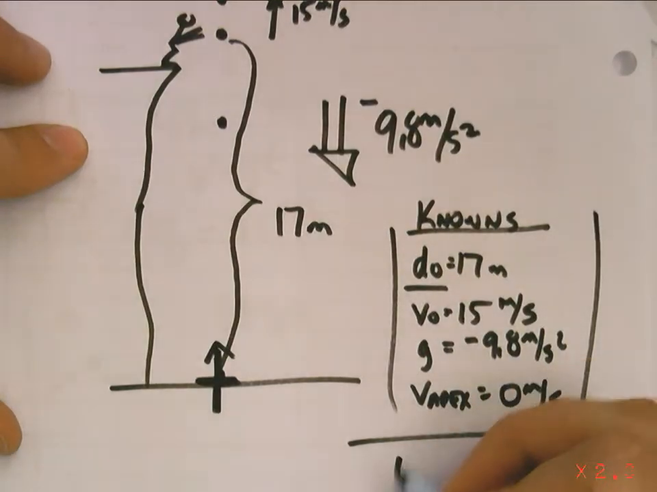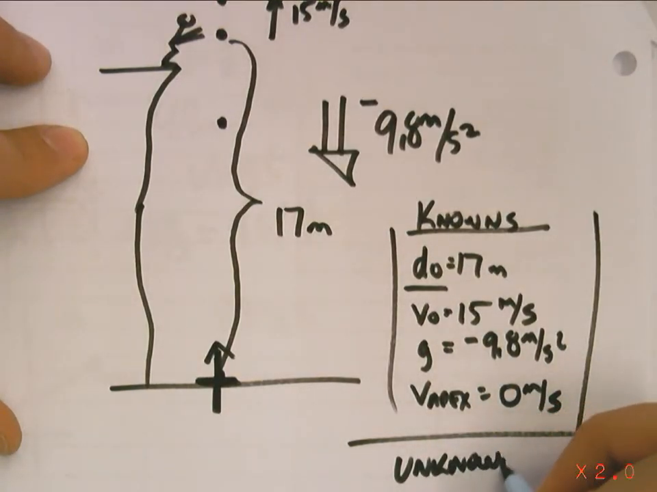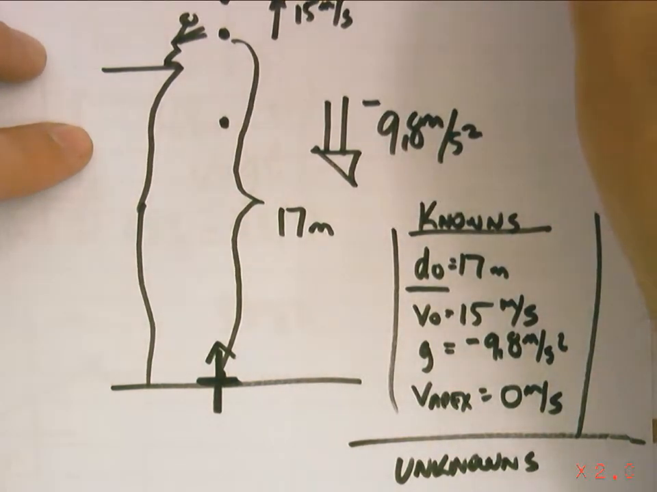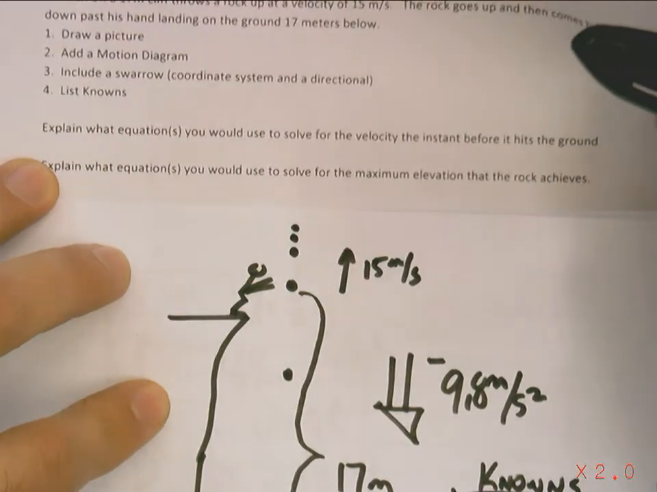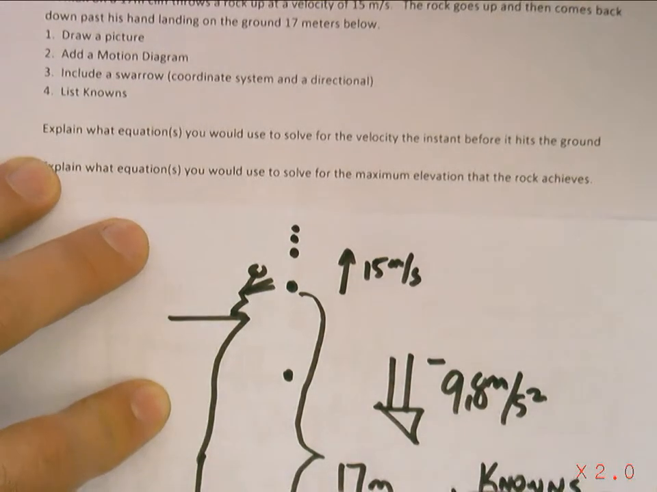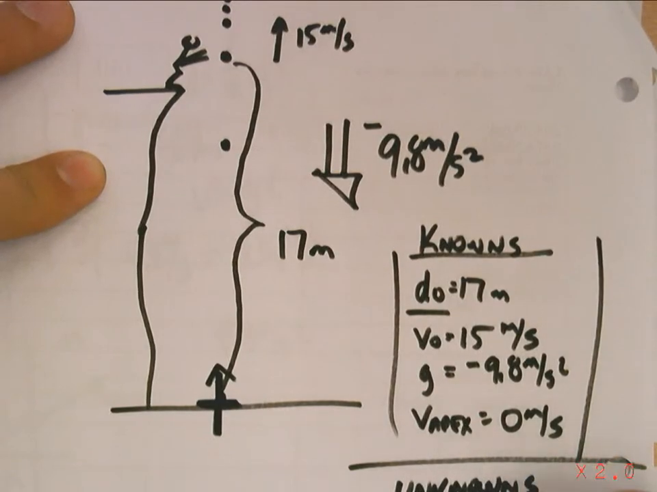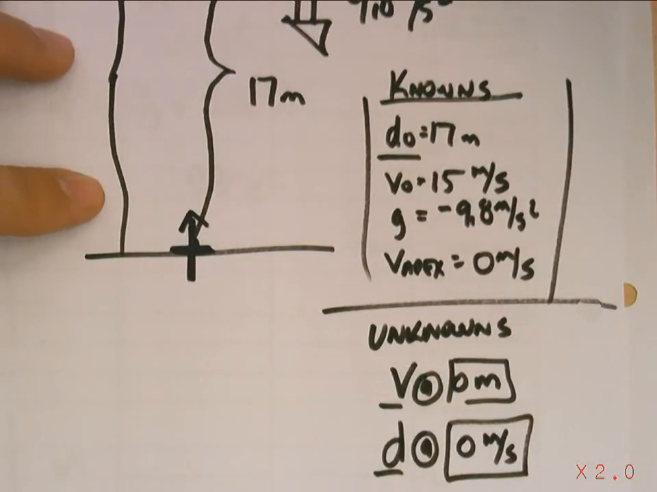Our unknowns, or the things we'd like to find, are listed in the problem. It says, explain what equations you would use to solve for the velocity the instant before it hits the ground. So we want to know the velocity when d equals 0 meters. It also wants to know what equations you would use to solve for the maximum elevation. So that's d, distance, when the velocity is 0 meters per second. So those are my unknowns.